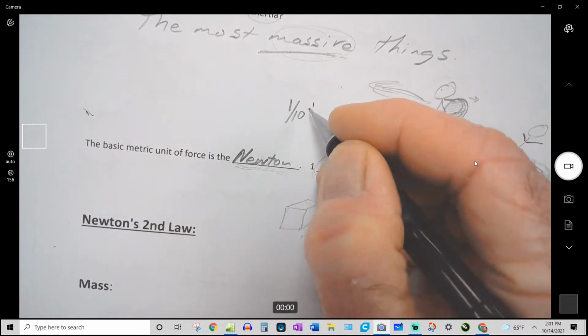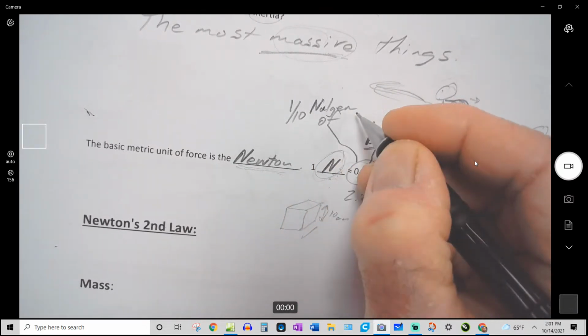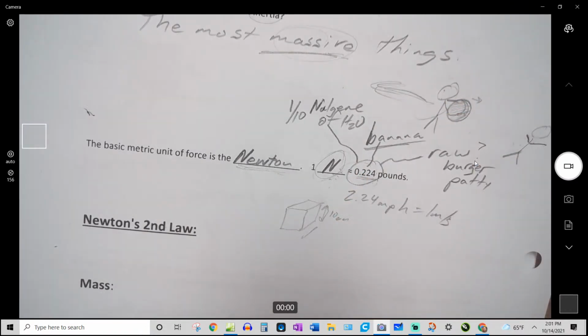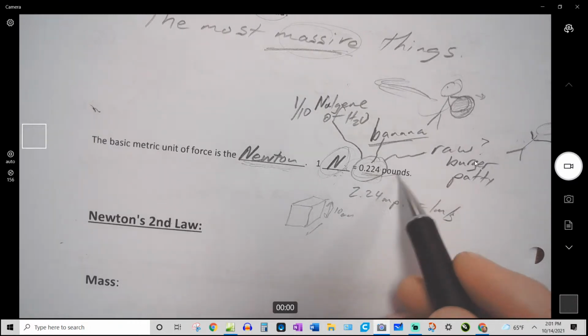1/10 of a Nalgene of water. So just somebody hold up that bottle right there. If you fill that with water, that's about a kilogram of water because it's 1,000 milliliters. So it's a liter of water. It's a kilogram of water because French people planned it that way, but that would be 9.8 newtons. So if you add on the plastic, maybe it's about 10 newtons. So a tenth of that would be about a newton.